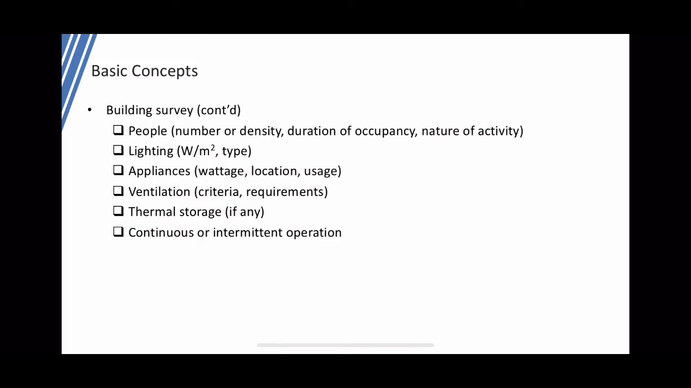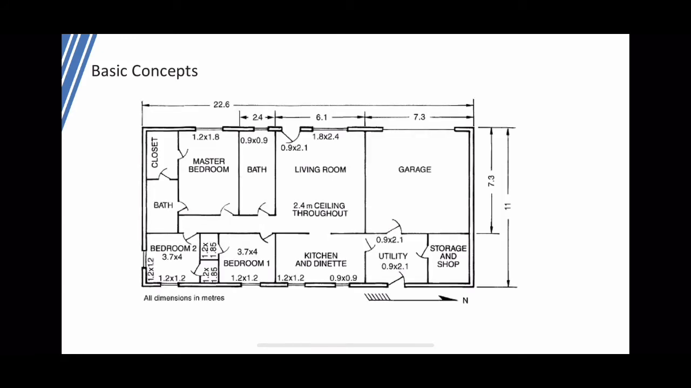Okay. Building surveys can also be done on how many people, what kind of lighting or electrical equipment, like appliances, and also ventilation, any thermal storage, or continuous or intermittent operation. For example, maybe the room is used for heavy activity for a small period of time, and suddenly the activity is stopped. Maybe it's a place like a market, or maybe a place of temporary offices, okay, something like that.